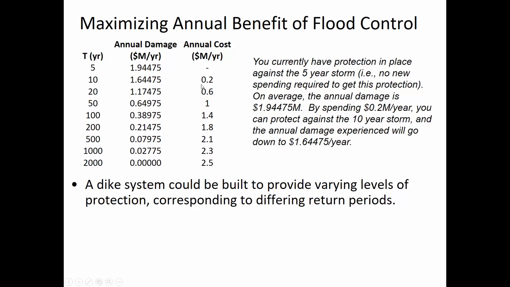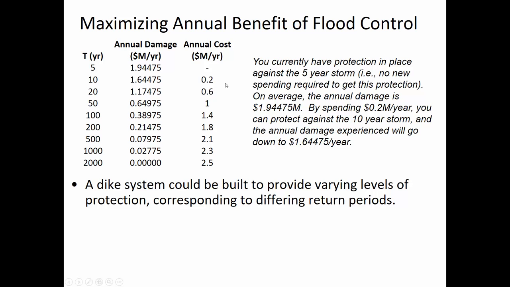But if you're willing to spend $0.2 million per year so that you have protection against the 10-year storm, then now you're only exposed to damage from all of the storms bigger than the 10-year storm. So you're threatened by the 20, the 50, the 100, and so on, all the way down through the list. If you spend $0.2 million per year, now your annual damage is only $1.64475 million per year. So already we can tell that's a good deal, because you're spending $0.2 million a year and you've just reduced your flood damage from 1.94 to 1.64.